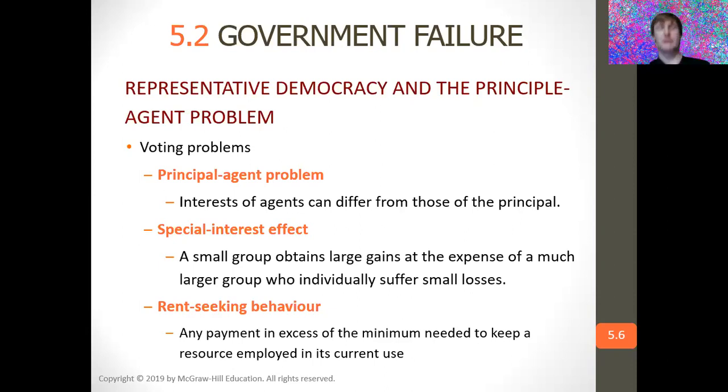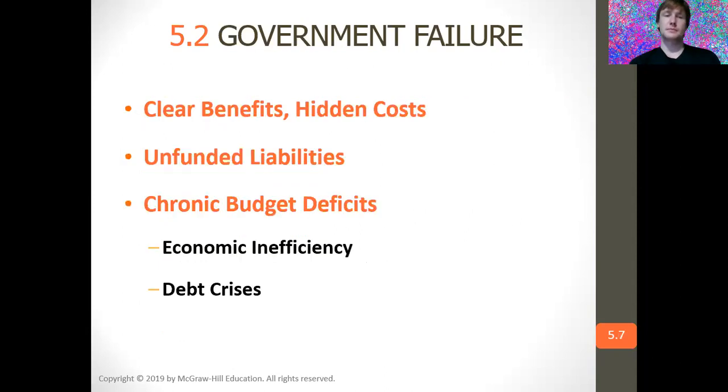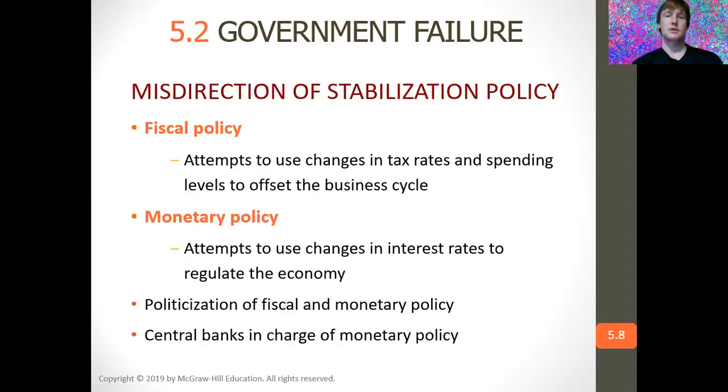exploitation. And then rent-seeking behavior: any payment in excess of the minimum needed to keep a resource employed in its current use. So that usually goes towards the rich, and the rich become richer because of rents, and the poor don't really have access to rents. So government failure: clear benefits, hidden costs, unfunded liabilities, chronic budget deficits, economic inefficiency, and debt crisis. So a lot of it has to do with misdirection of stabilization policy.